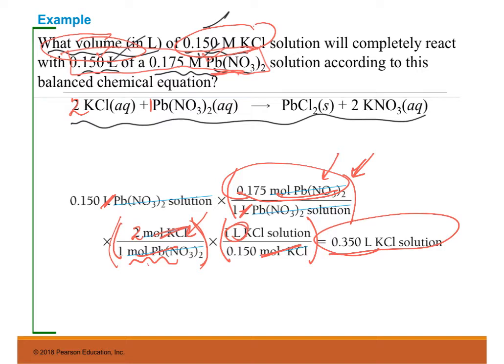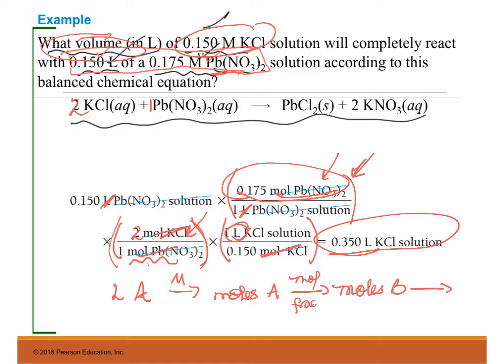In really abbreviated form, solution stoichiometry starts with liters of substance A, uses molarity to convert to moles of substance A, then uses the mole ratio to convert to moles of substance B, and then, if this is what they're asking, uses the molarity of B to get to liters of B.